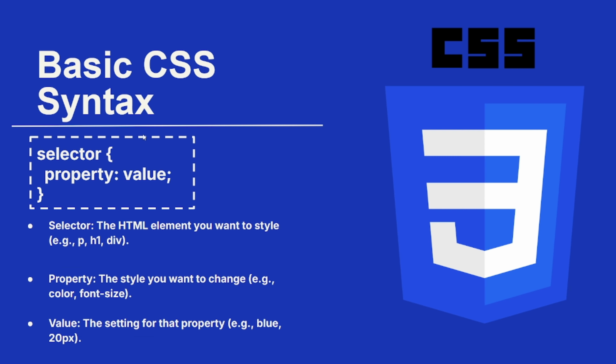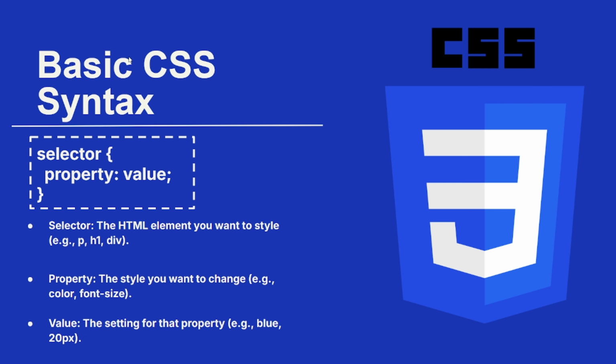Basic CSS syntax: selector, property, and value. You write the selector, then a curly bracket, then the property, then the value. The selector is the HTML element you want to style, such as paragraph, header, and div. The property is the style you can choose, such as color, font size, etc. And the value is the setting of the property: blue, 20 pixels, or anything you can use.